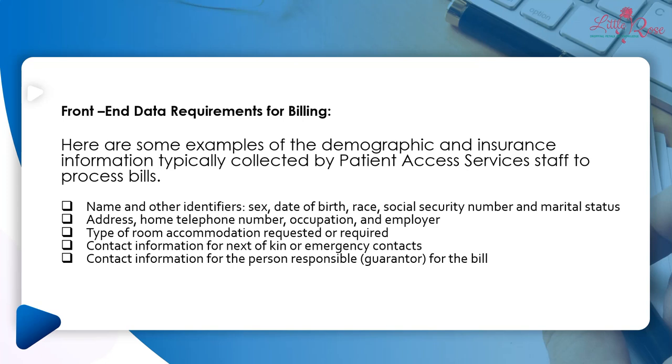Front-end data requirements for billing. Here are some examples of demographic and insurance information typically collected by patient access services staff for the billing process. Name and other identifiers such as sex, date of birth, race, social security number, and marital status. Address, home telephone number, occupation, and employer.